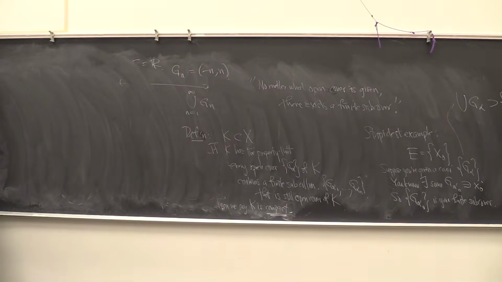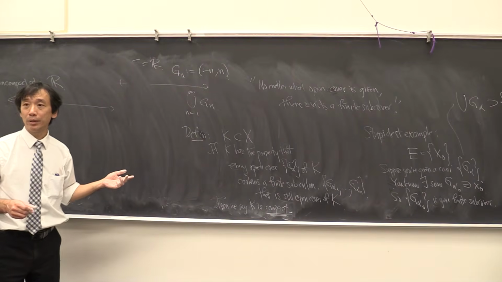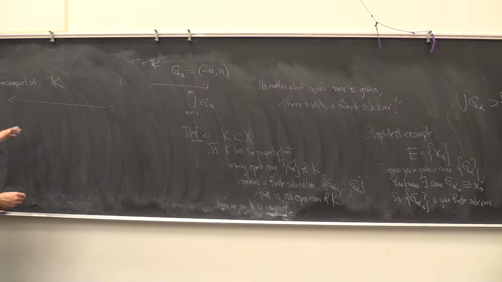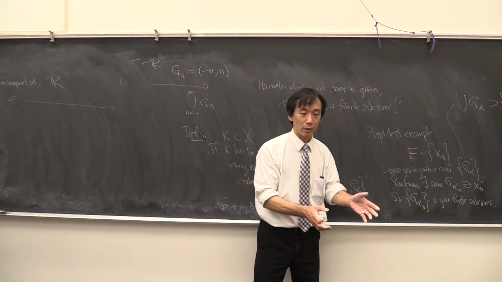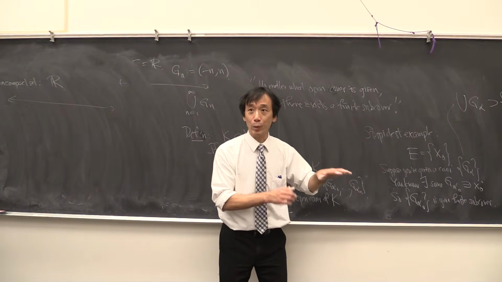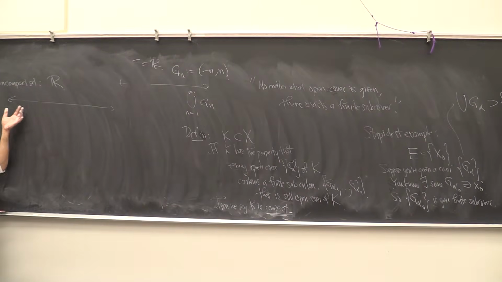Let me give you an example of a non-compact set. R, the real line. To show that something's not compact means that you can find a cover that doesn't have a finite subcover. All you need to do is find one bad cover. To show that something's compact means that whatever cover you're given, you can find a finite subcover. For that to fail means that there's some cover that doesn't work. So to show this is non-compact, we have to find a bad cover for it.